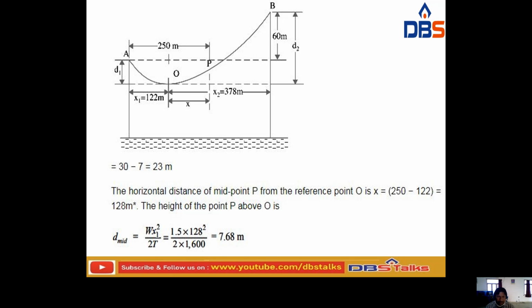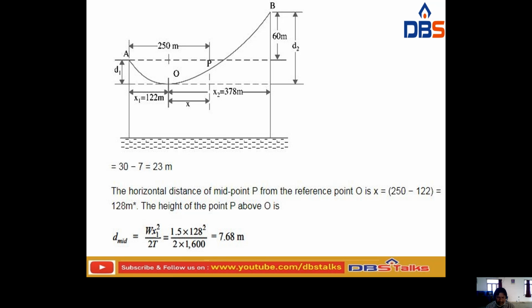So now we have the distance at the midpoint here. Only the midpoint, they are asking, 7.68 meters. But in the previous problem, they were asking what is the height above the water level. That's why 100 minus 36.2, we are getting 63.8 meters. But here the midpoint is equal to W x square by 2t, right? Like this, you have to calculate.